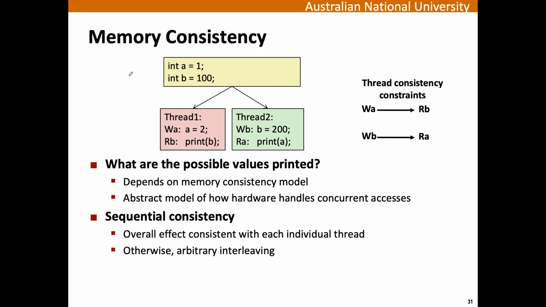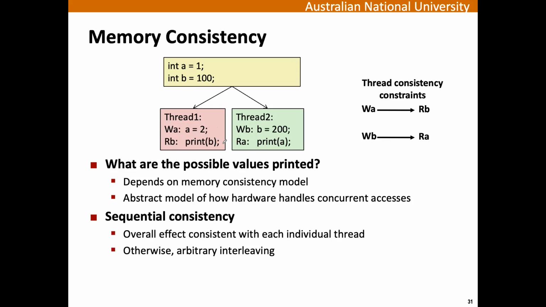The initial value of A is 1 and B is 100. Thread 1 assigns 2 to A and then prints B. And thread 2 writes something to B and prints A. So when you print something, you need to read, right? So there's a write operation in each thread, then a read operation, and that's happening in both threads.